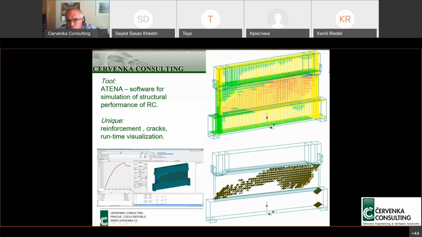And on the right, you see the typical crack display from ATENA. You can see the cracks on the surface, but also, if you like, you can see the cracks inside.